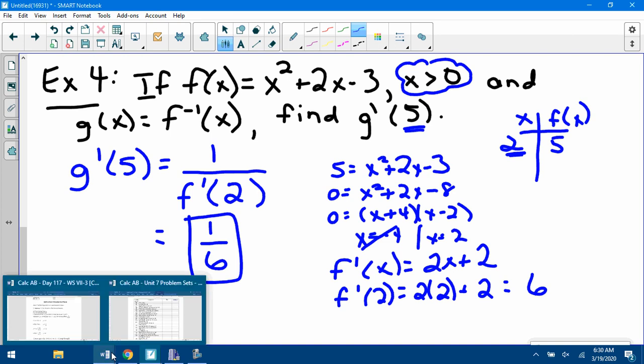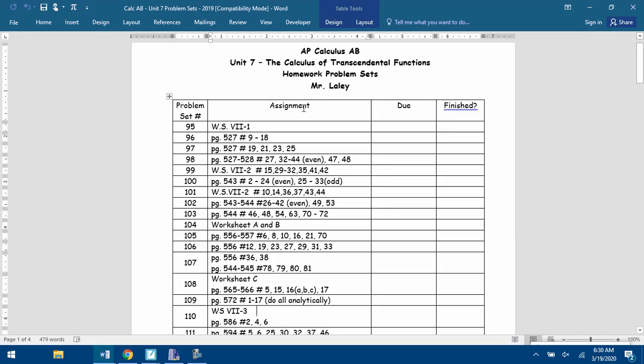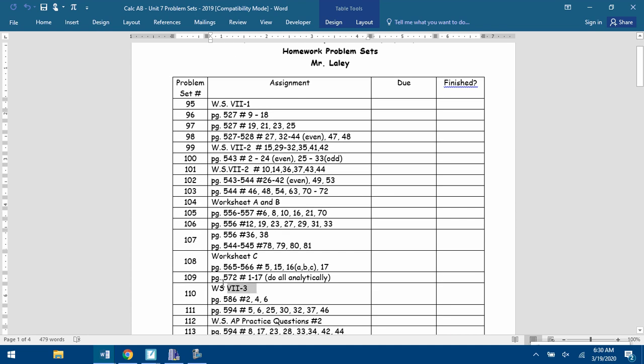What I want you to try today, so here's your latest problem sets. I tried to update it in class, but some of you might have an old version of the problem set. If you look down to 110, that's the next one we're doing. If it doesn't say worksheet 7.3 here, you might have a page number. It might say like page 544. I ended up making a worksheet instead of the book because I didn't like how the book explained stuff. So cross out any page number that was there if you haven't done that already and write worksheet 7.3 instead.